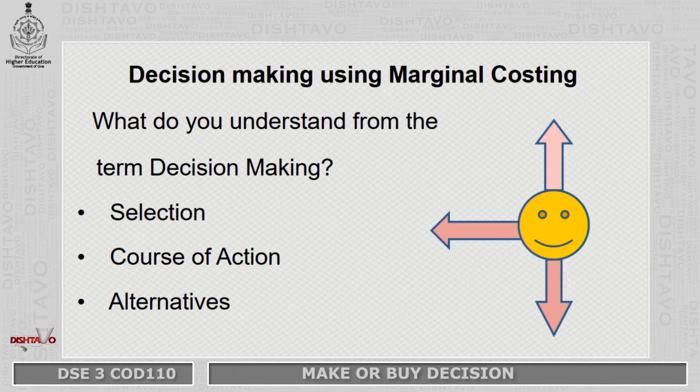Now let us understand, what do you understand by the term decision making? Decision making is nothing but choosing or selecting a course of action from various alternatives. We have many alternatives available, and then we have a question: which path to choose or which goal to select. Deciding on the appropriate path, the way to go ahead, is called selection. So choosing the alternative is called decision making, and exactly the same thing we are going to do by using marginal costing.